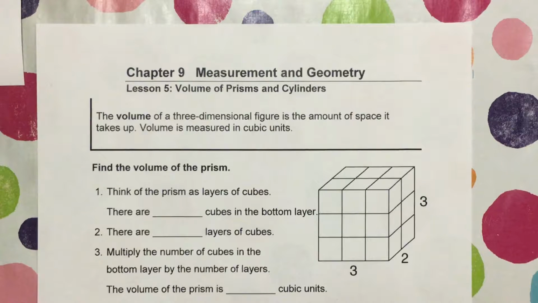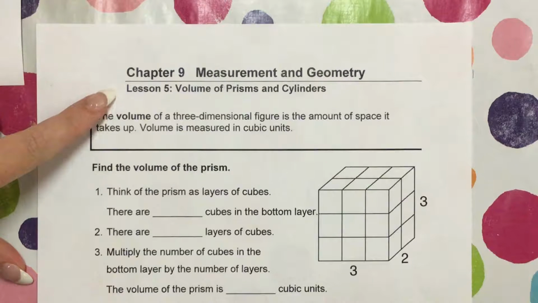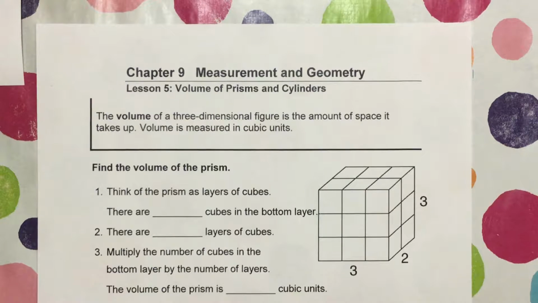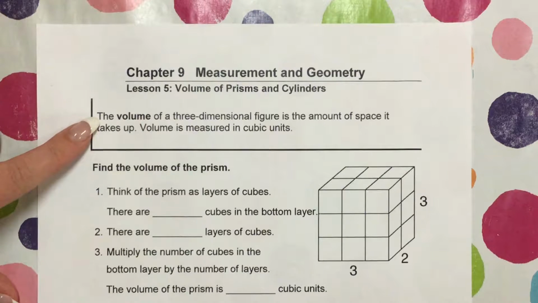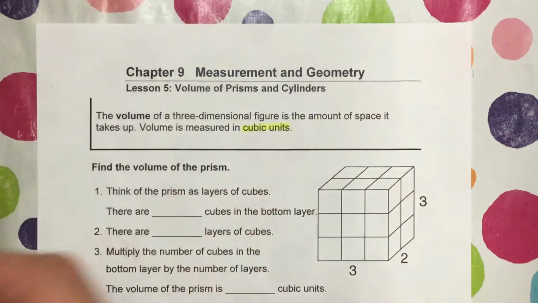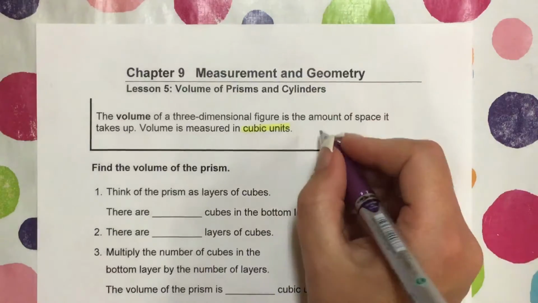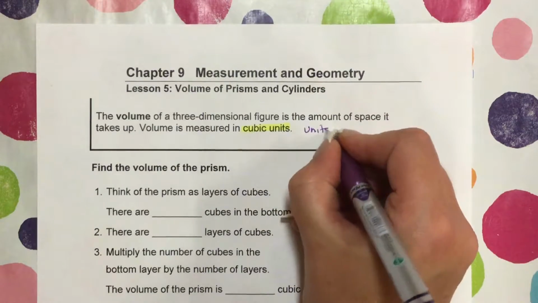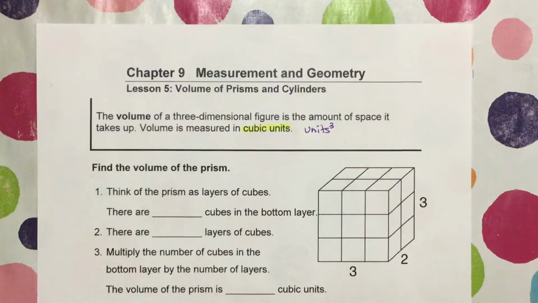We are back with Chapter 9, Measurement and Geometry, focusing on Lesson 5, Volume of Prisms and Cylinders. The volume of a three-dimensional figure is the amount of space it takes up. Volume is measured in cubic units. When we talked about area, it was measured in squared units, but now volume is going to be measured in cubic units. And we write that as units cubed, like that. Okay?